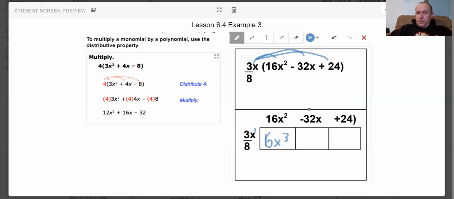3/8 x times by -32x. So numbers first. 3/8 times by -32 is -12. And x times x, 1 plus 1 will give me 2. So this will be x squared. And for the last one, 3/8x times by +24. Don't really need that parenthesis there. 3/8 times +24 is +9. And no x's here, but there is an x here. So I'm just going to put down that 1x there.